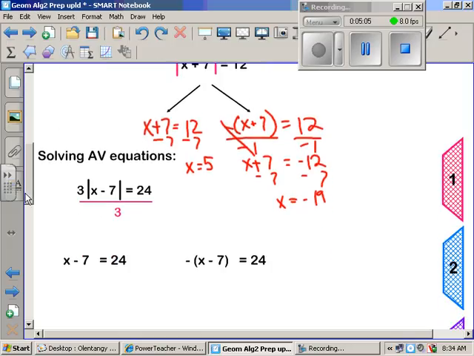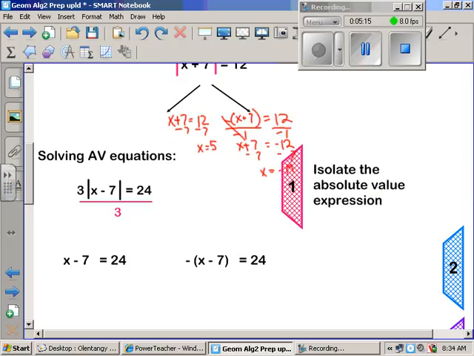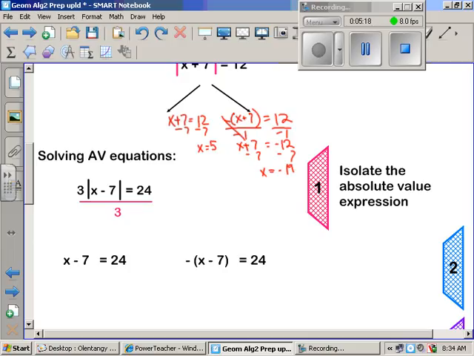To solve absolute value equations, the first thing you want to do is isolate the absolute value expression. You want it alone on one side, just like we had up here, the x plus 7. In our example here, the absolute value is being multiplied by 3. So to undo multiplying by 3, you divide by 3. That's going to leave me the absolute value of x minus 7 equals 8.